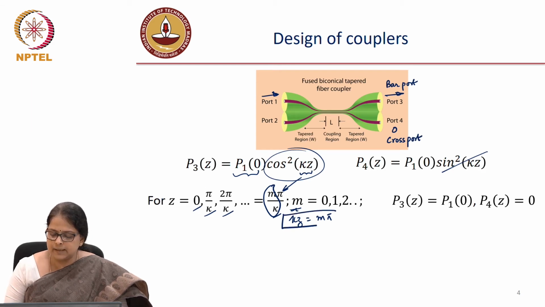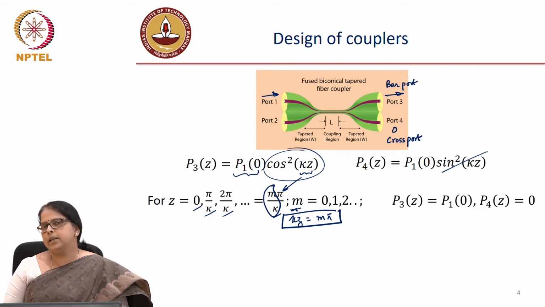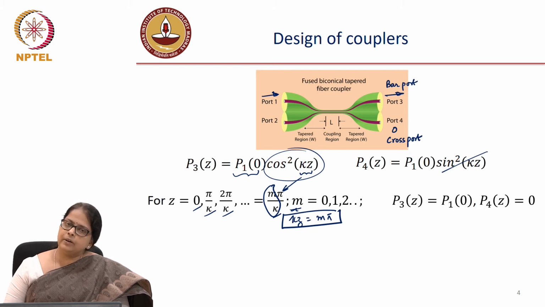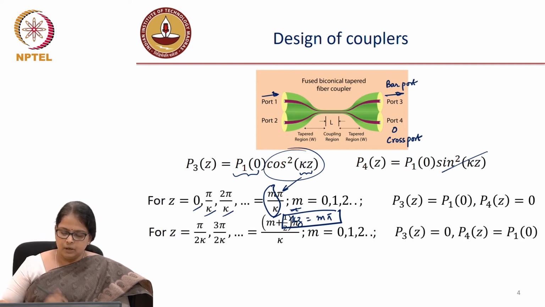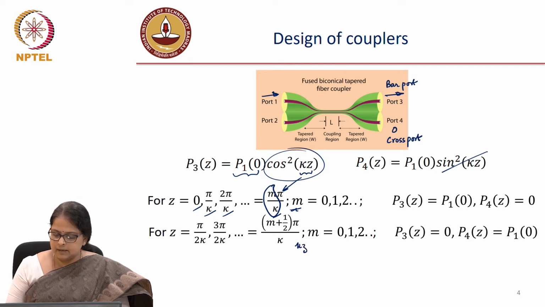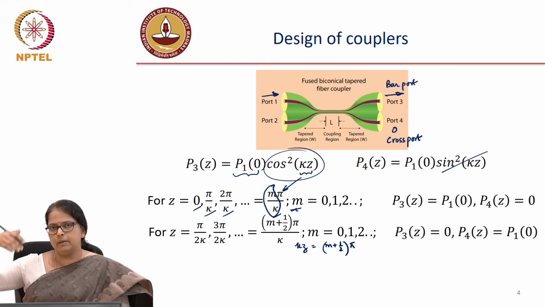Assuming your kappa Z is equal to m pi, you choose a length Z equal to L such that kappa L is equal to m times pi. This condition can be satisfied. What if you now want to push all the power from the bar port to the cross port? All you need to do is appropriately change your design such that kappa Z is now m plus half pi. You choose kappa Z equal to m plus half pi. It means that cos square kappa Z becomes 0, so there is no power in the bar port, all the power is in the cross port.